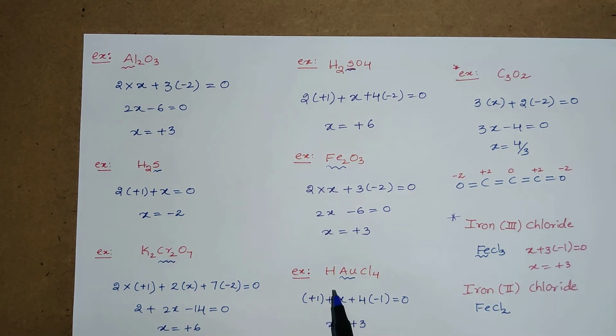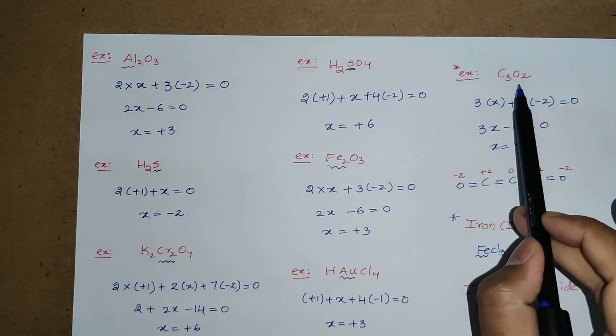Another compound is HAuCl4. What is the oxidation state of gold, Au? Hydrogen is plus 1, Au is X, plus 4 into minus 1, is equal to 0 since no charge is present on that compound. Then X is equal to plus 3. Plus 3 is the oxidation state of Au, that is gold.